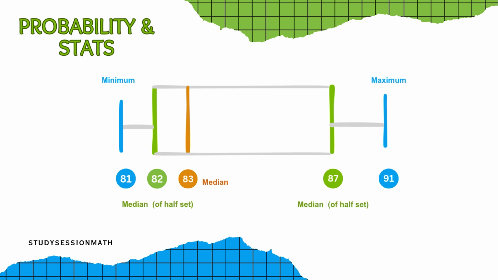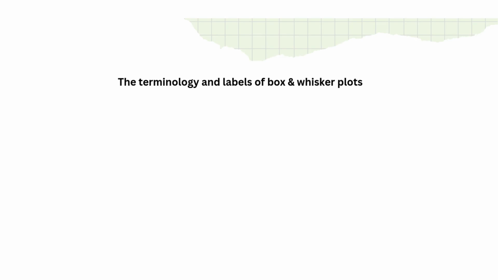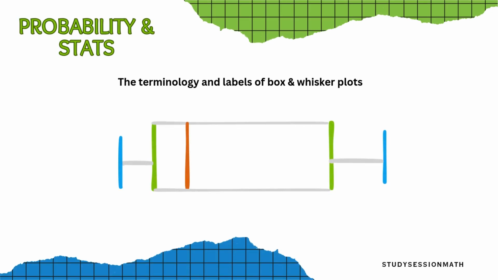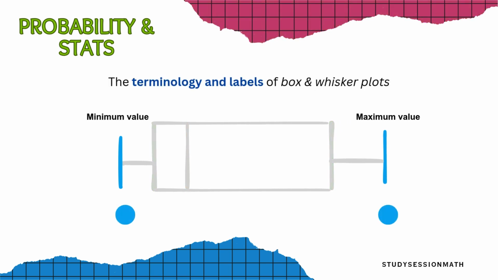And there you have it. How to build a box and whisker plot. Let's take a moment to look at the terms and labels of box and whisker plots. Remember, each vertical line represents a value. The minimum and maximum are just the minimum and maximum values of the data set.